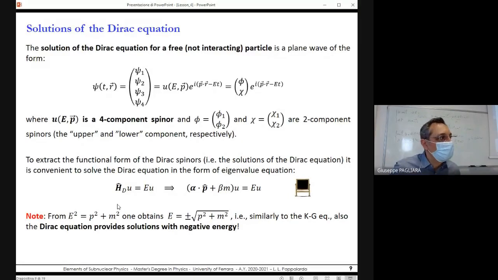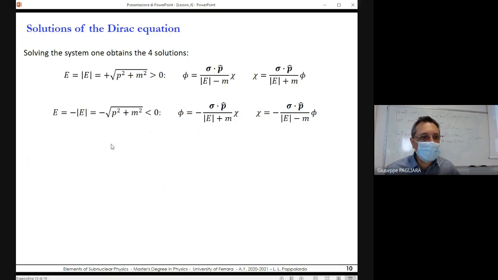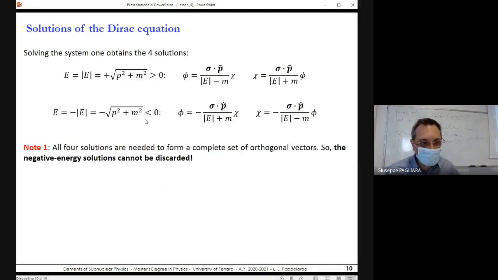Now the problem arrives. Because similarly to the case of the Klein-Gordon equation, we still have a quadratic expression in energy, which provides also negative energy solutions. So we end up with the same problem that was already encountered by Klein and Gordon at the time. So the Dirac equation provides also solutions with negative energy, and we have to deal with this and to find also a physical interpretation to this. So solving the system, one obtains the 4 solutions. 2 of them correspond to positive values of the energy, and the other 2 correspond to negative values of the energy. Okay.